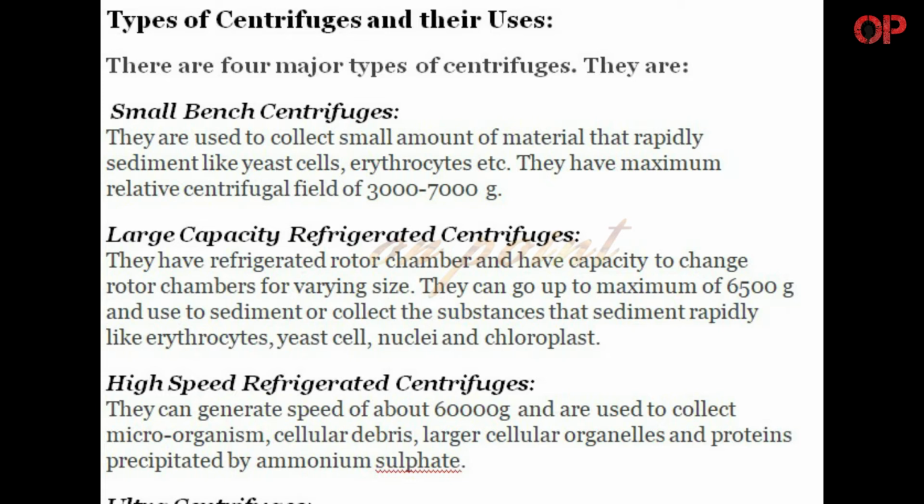High-speed refrigerated centrifuges. They can generate speed of about 60,000 G, and are used to collect microorganism, cellular debris, larger cellular organelles, and proteins precipitated by ammonium sulfate.